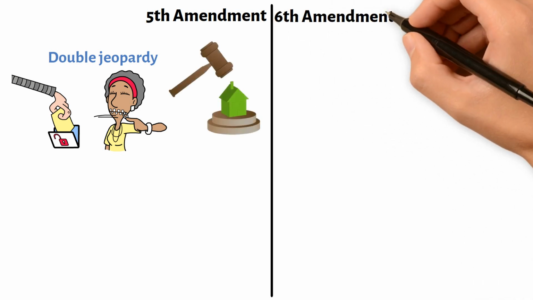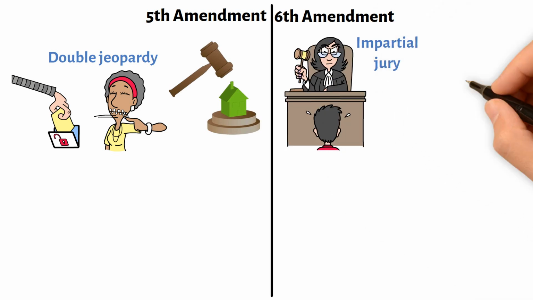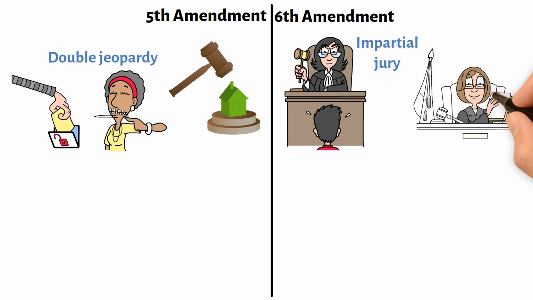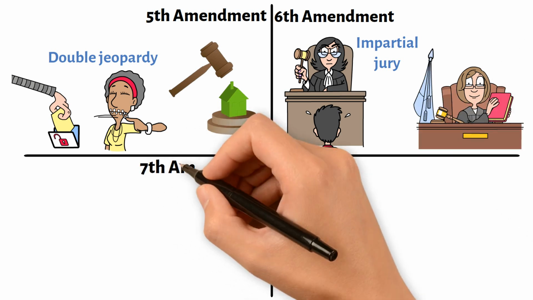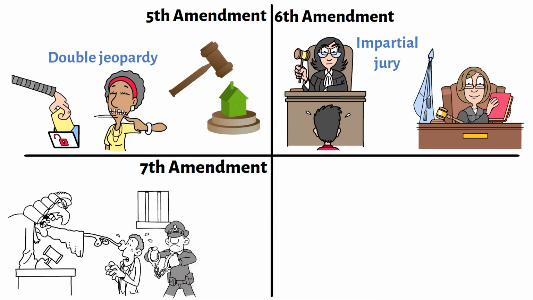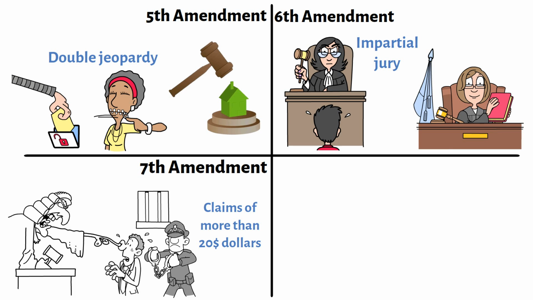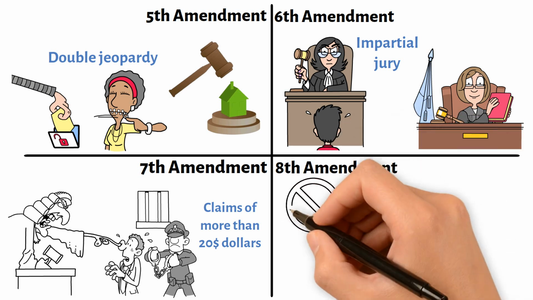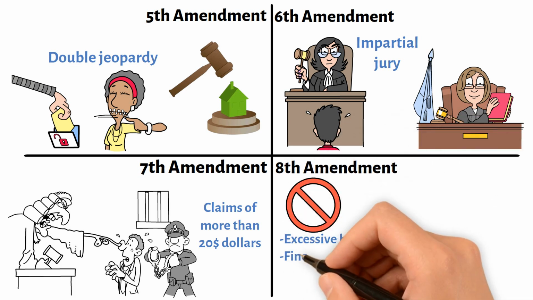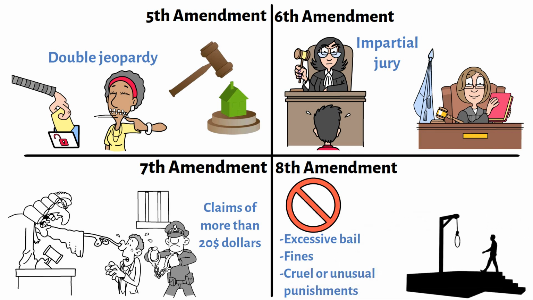Sixth Amendment guarantees the right to a fair and speedy trial, an impartial jury, and legal representation in criminal cases. Seventh Amendment ensures the right to a jury trial in federal civil cases involving claims of more than $20. Eighth Amendment prohibits excessive bail, fines, and cruel or unusual punishments. It's frequently cited in discussions about capital punishment and prison conditions.